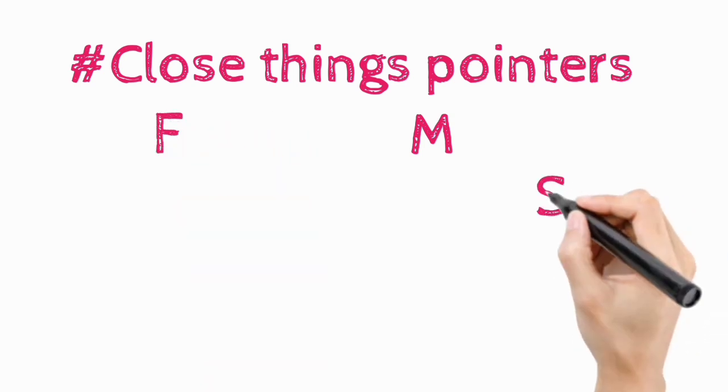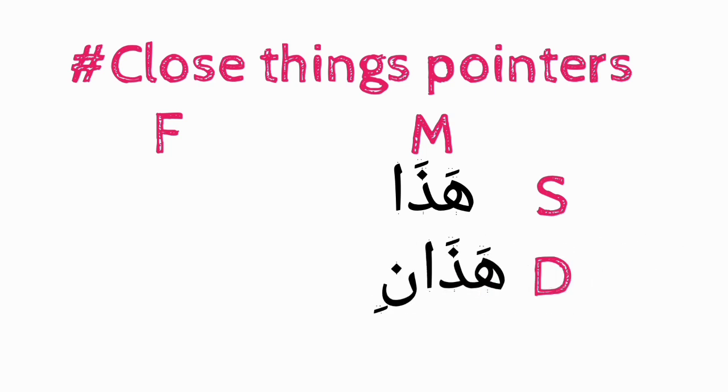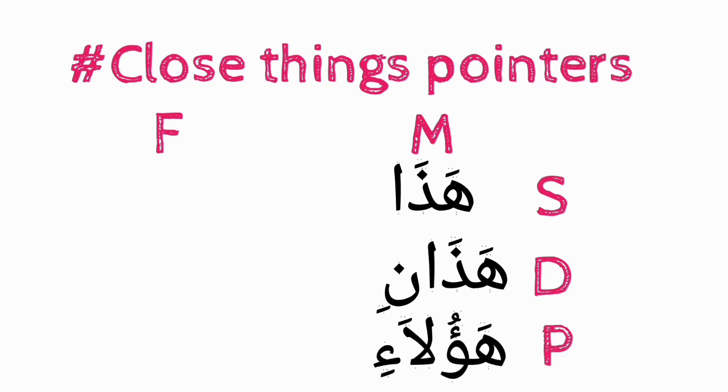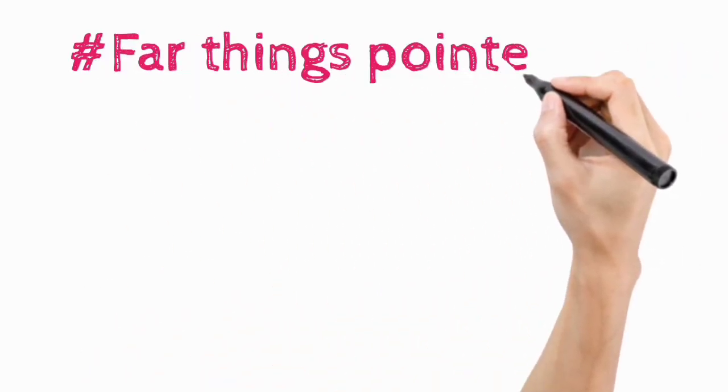For the aspect of the masculine, the singular form is haza, which means this. The dual form is hazani, which means these two, and the plural form is haulai, which means this, that is above two. For the feminine, we have hazihi, which means this, and for the dual we have hatani, which means these two, and the plural aspect is haulai, which means this, for a number above two.